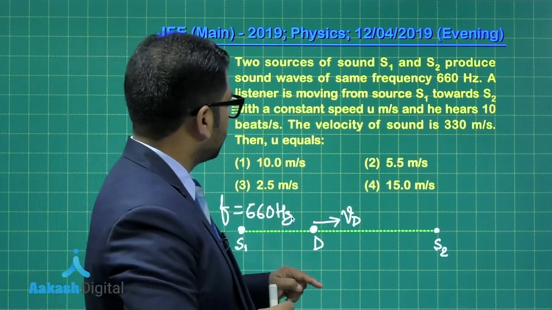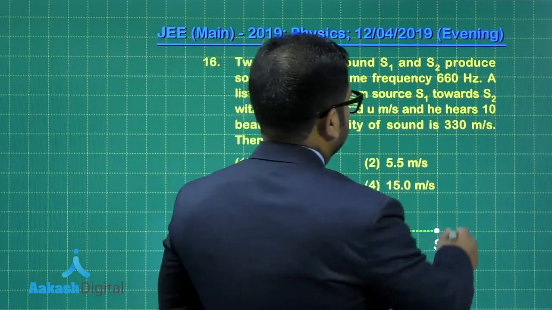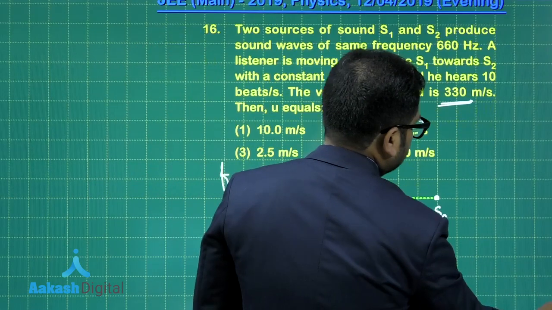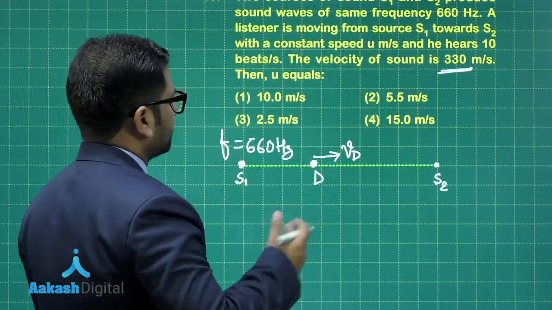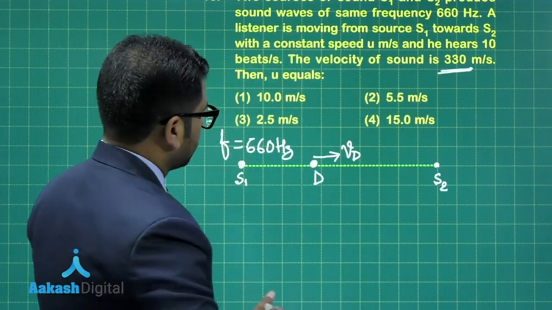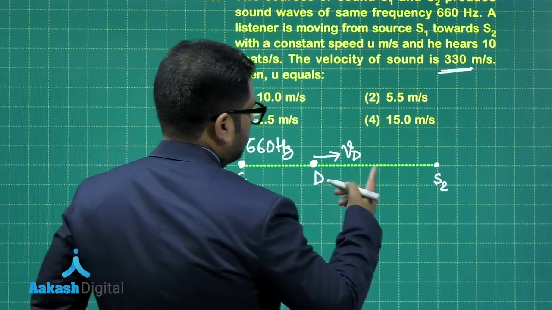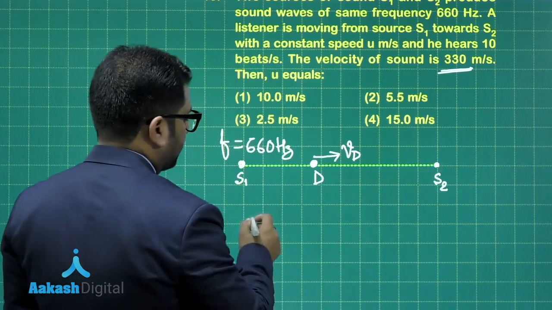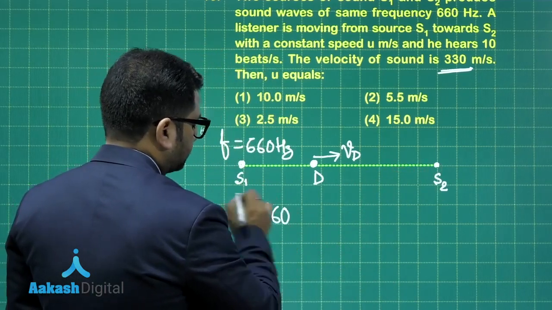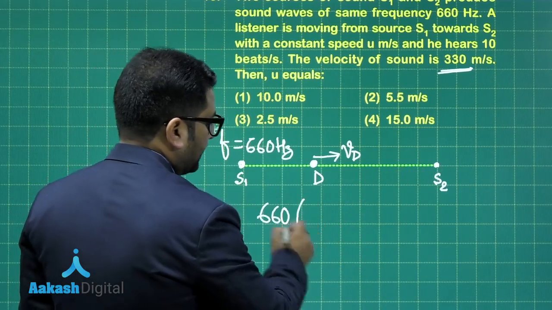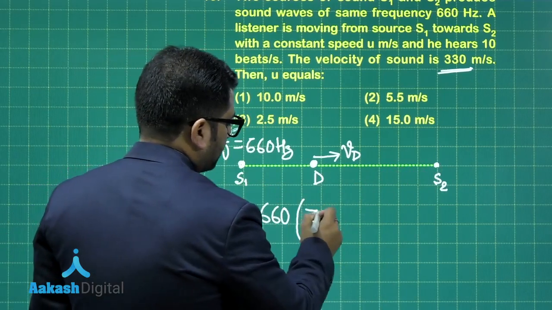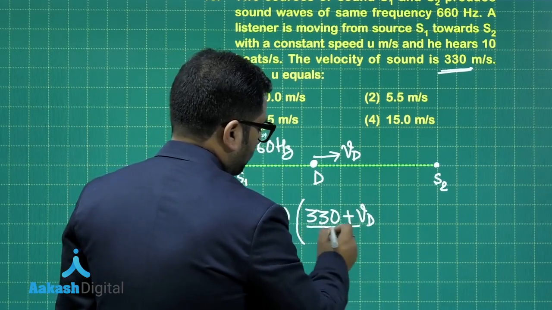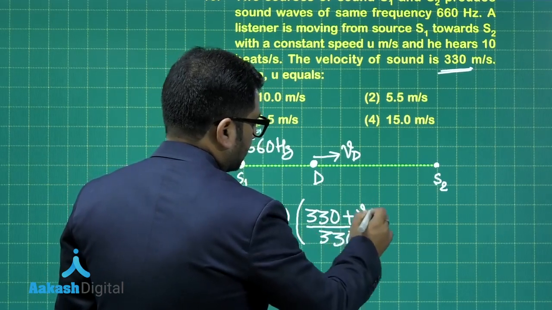And we need to calculate the speed of the detector. Speed of sound has been given as 330 meter per second, and the beat is 10 beats per second. That's the beat frequency. Let's say the first frequency registered by detector, from the frequency produced by S2, is 660, the real frequency, into speed of sound 330 plus Vd divided by 330. That's the first thing, okay?